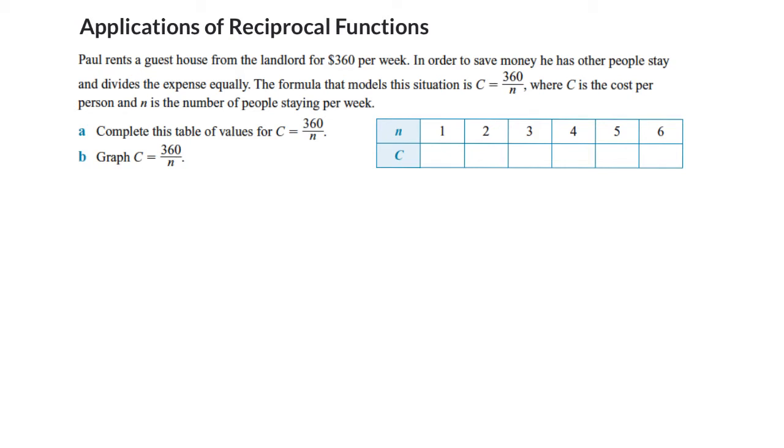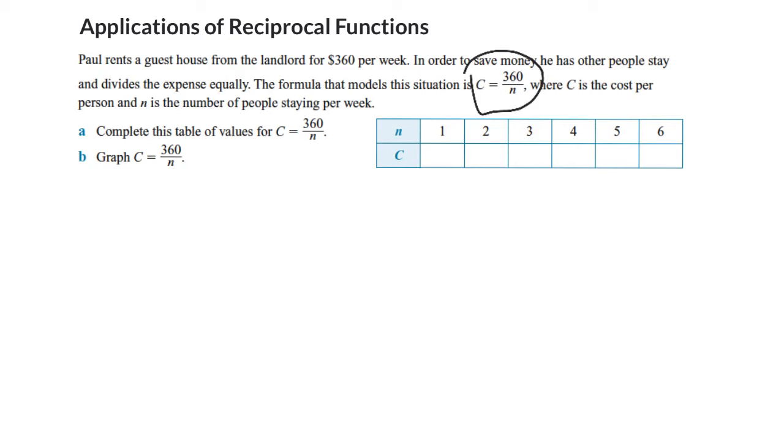But let's have a look at our question here. We've got a formula that models this: C equals 360 over n, where C is the cost each person pays and n is the number of people. Now, we don't have a 0 in our table of values because there can't be nobody staying there. If there's nobody staying there, Paul still has to pay $360. If he goes on holiday for a week, he still has to pay $360 for his rent. It's not like a hotel where he says, well, I checked out for a week, so I don't have to pay. He still has to pay.